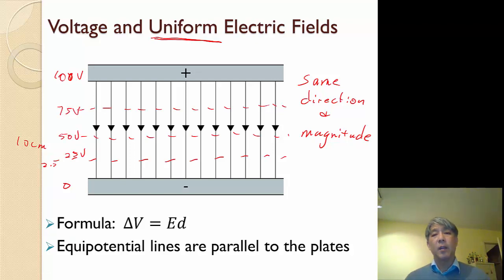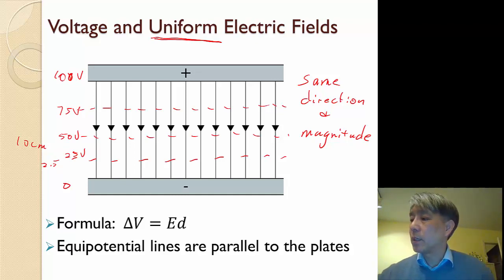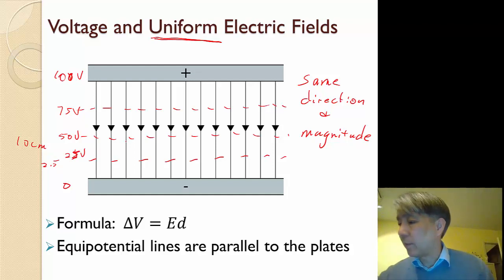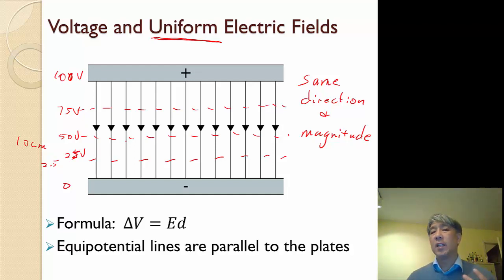And the other thing about equipotential lines is the spacing voltage-wise must be the same. So in this case, 0 to 25, 25 to 50, 50 to 75. That's an arithmetic series. It increases by the same amount each time.